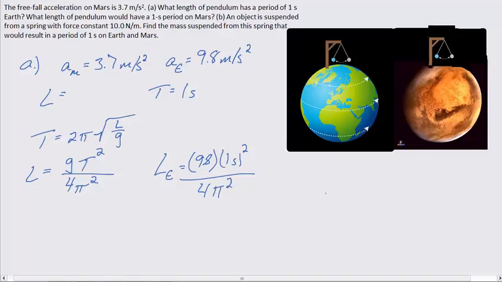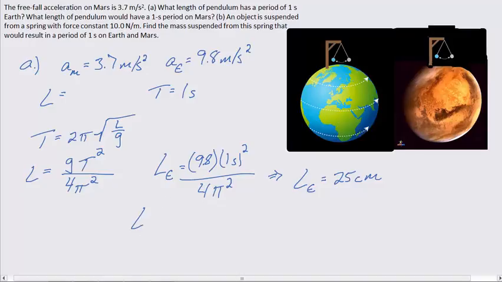And when we multiply this out, we see that the length necessary for a pendulum to have a period of 1 second on Earth will be 0.25 meters, or we can just simply convert that into centimeters of 25 centimeters.